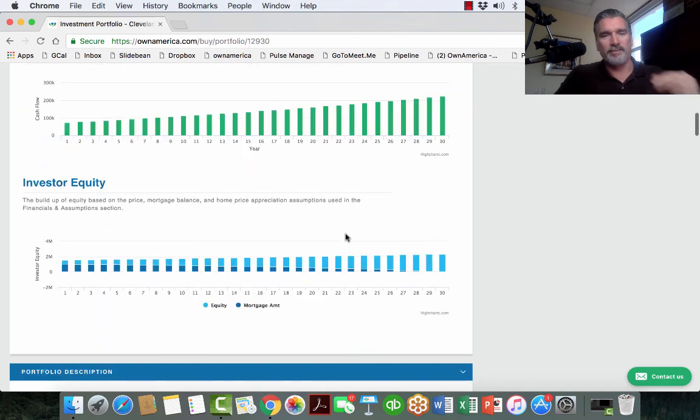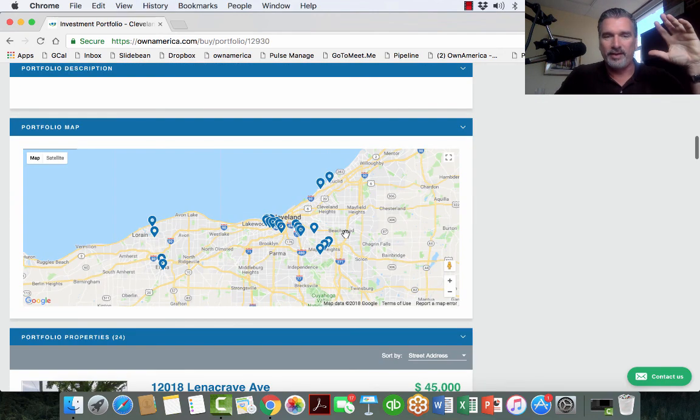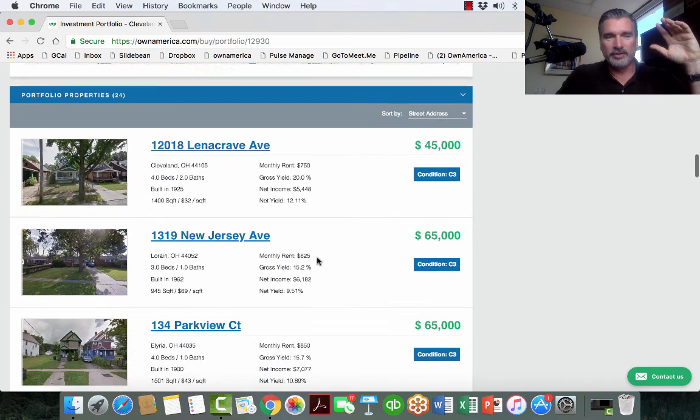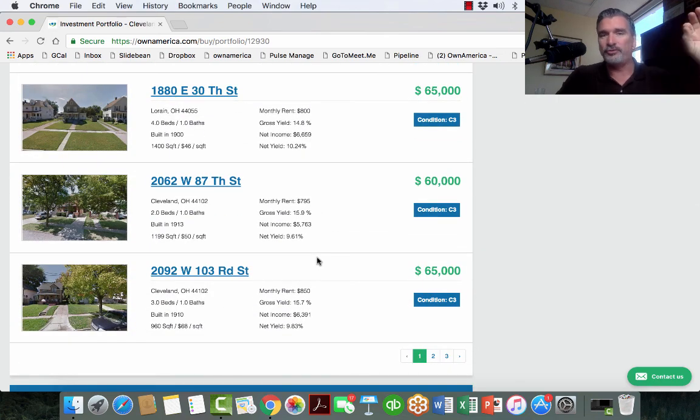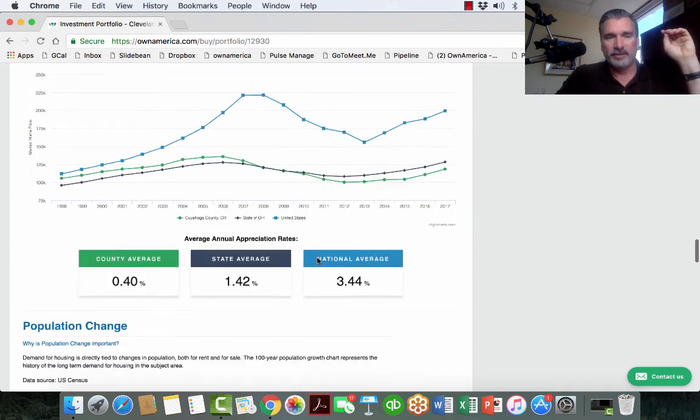Let me go down to the market fundamentals because your question might be, do I want to invest in Cleveland? So now that I understand the numbers, here's the mapping. You see some good clustering in and near the downtown. You can look at every individual property. These are not glamour shots. These are Google Street View images, all right? So this is totally transparent. Here's that price appreciation chart.